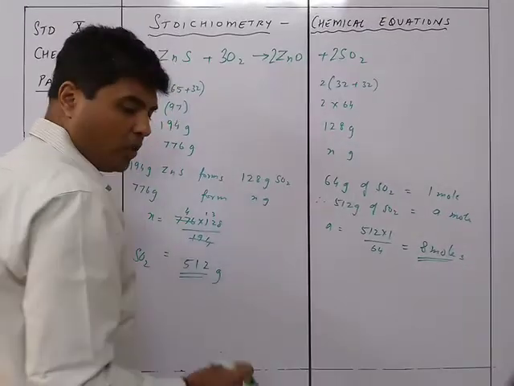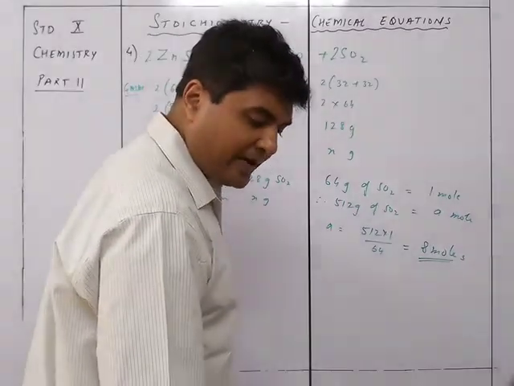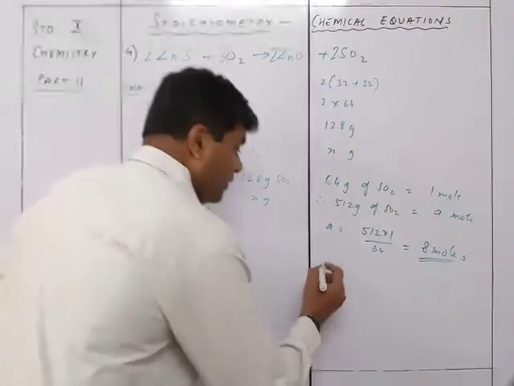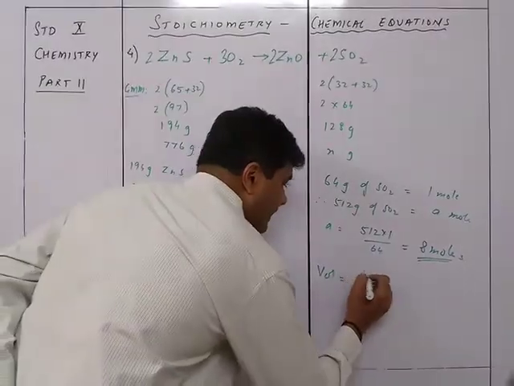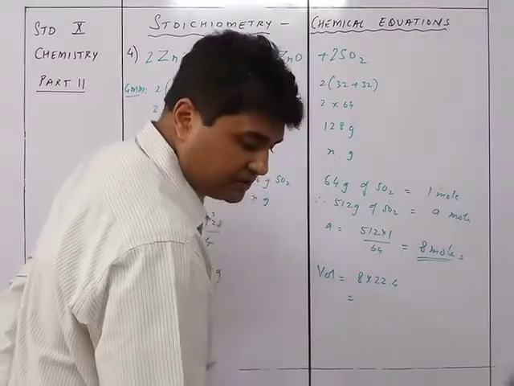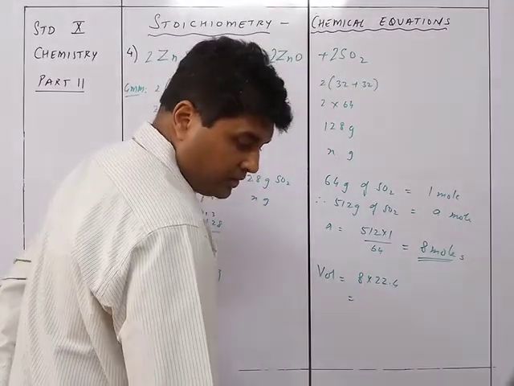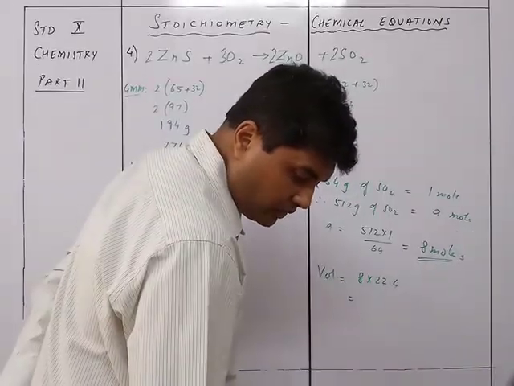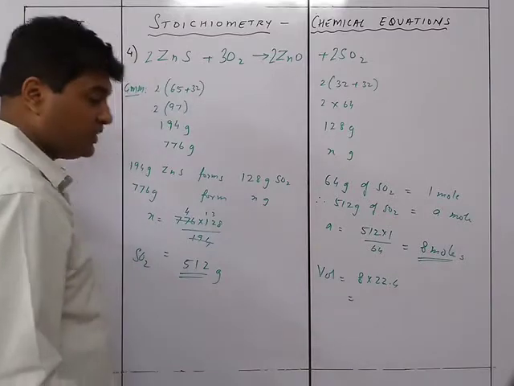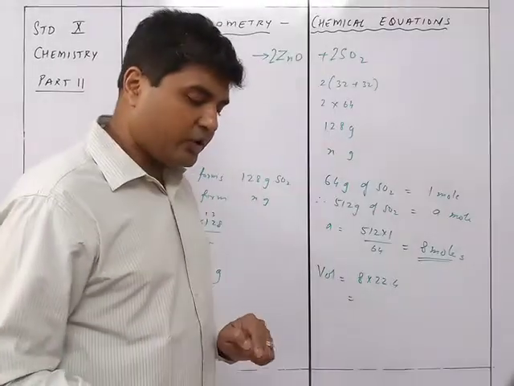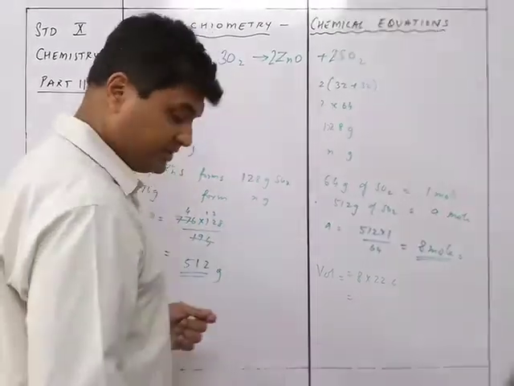And secondly, what we want is the volume of SO2 liberated at the same time. So we know 1 mole is 22.4 liters, so 8 moles, therefore volume is equal to 8 into 22.4 liters. So that will give me the weight of, no, sorry. The next question is different. The next question is the weight of ZnS required to produce 22.4 liters of SO2. Okay, so that is different.